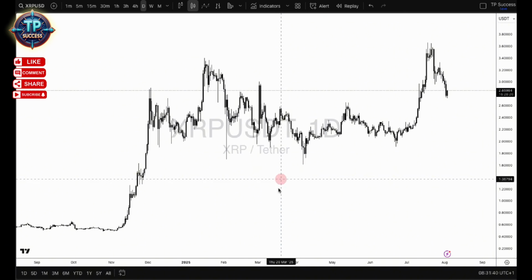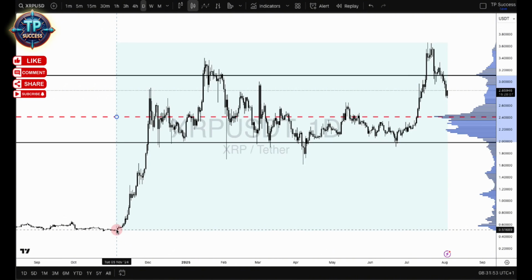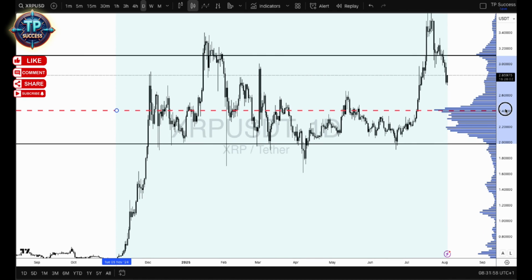And then what I'm now going to do is lay on the anchored volume profile, and I'm going to start it from the low point of XRP, which was when it was at 51 cents. And then we're going to drag it that way, and obviously we have all the data that we need.